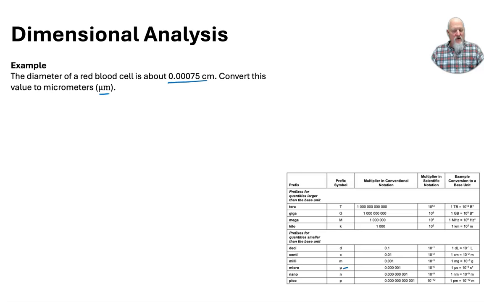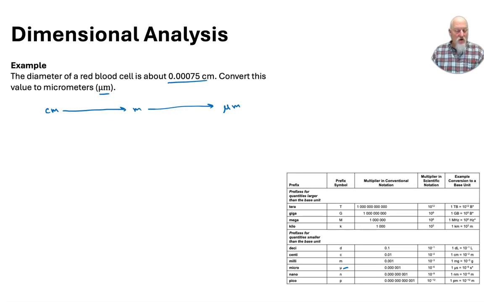So I want to go from centimeters to micrometers. There is no direct conversion between centimeters and micrometers in our table. Our conversions go from the prefix unit to the base unit. So that's what I'm going to have to do. I'm going to go from centimeters to our base unit meters, and then meters to micrometers, because that's what our table does.